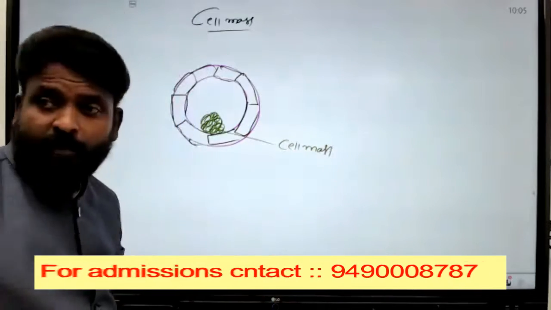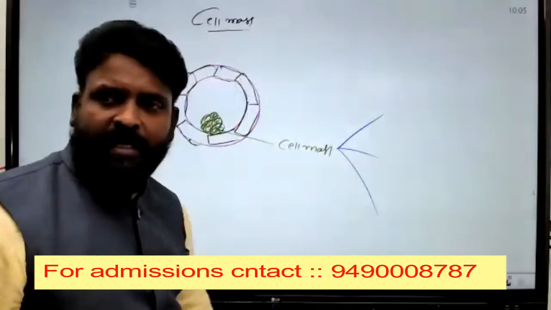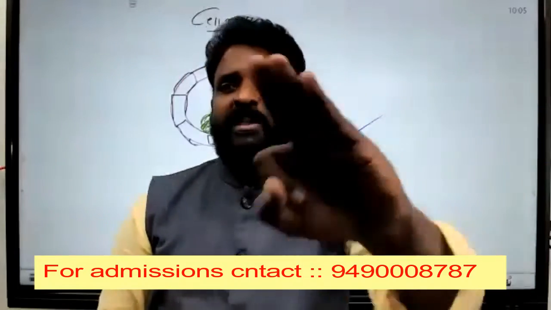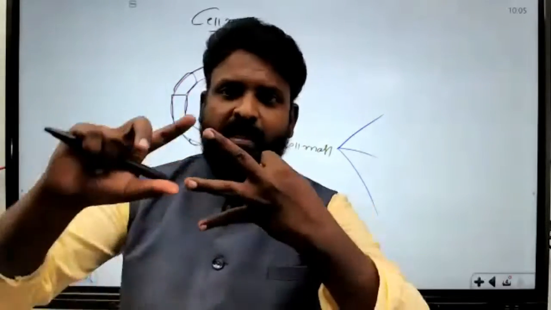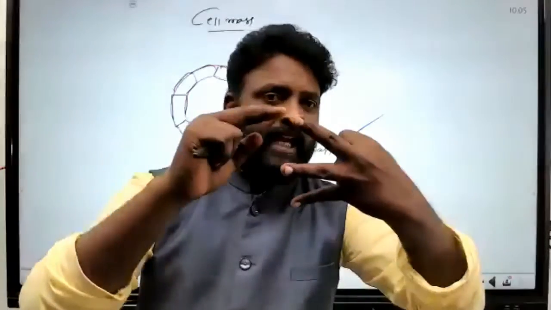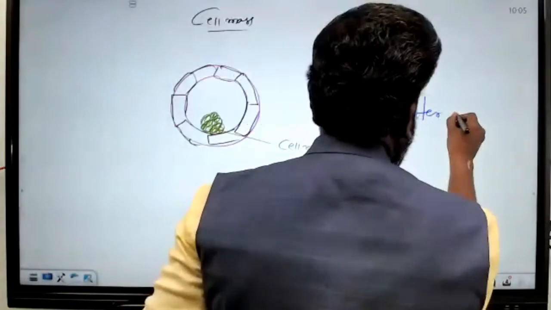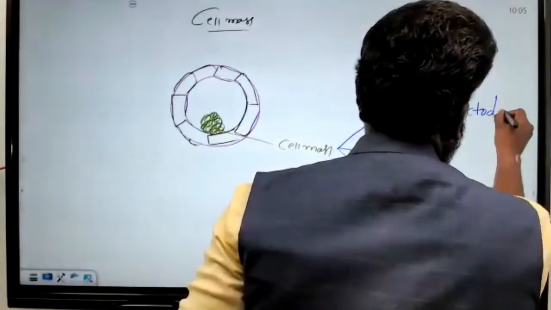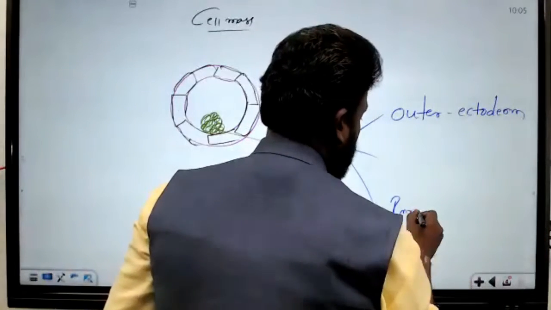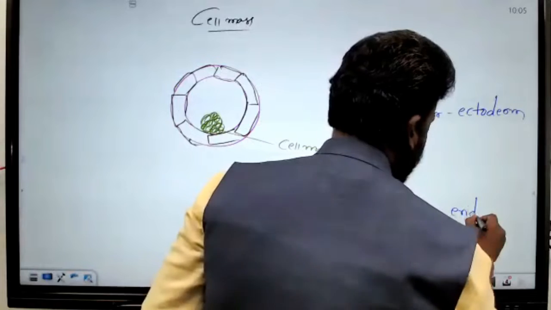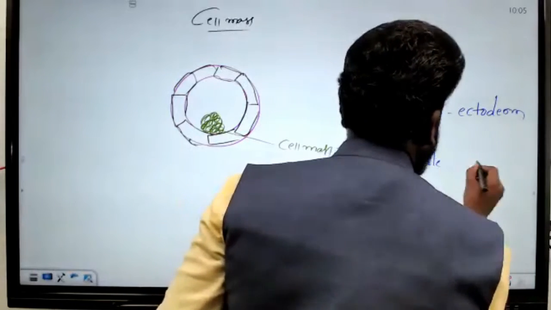You have to listen to me, student. Inner cell mass is differentiated into 3 layers. There are 3 germ layers in the triploblastic animal. What are those? Outer ectoderm, inner endoderm. Then there is a 3rd germ layer which is present in between ecto and endo, that is called what? Mesoderm. So outer ectoderm and the inner endoderm, and the middle is what?